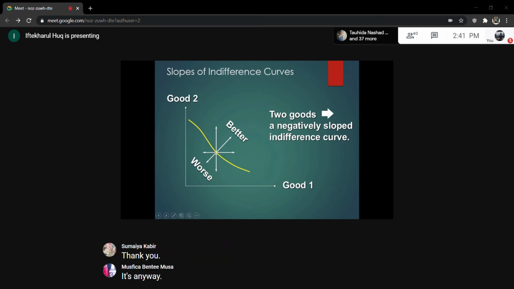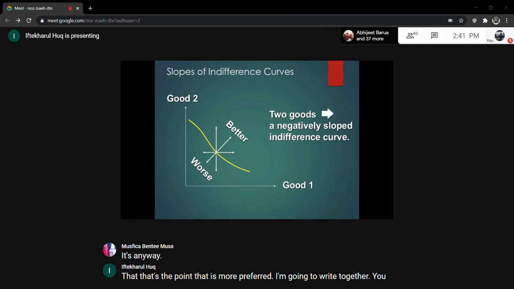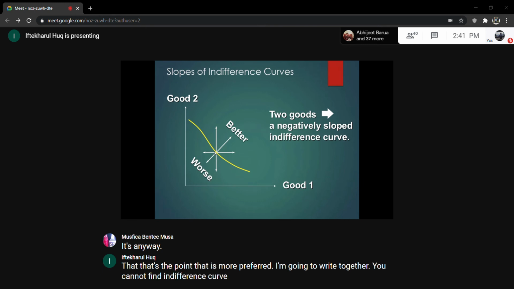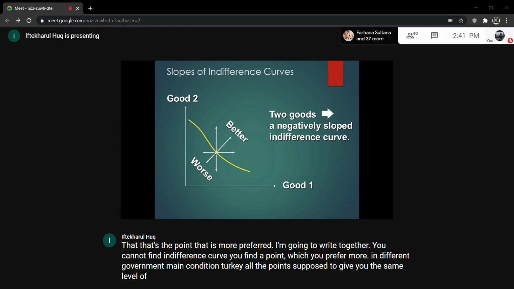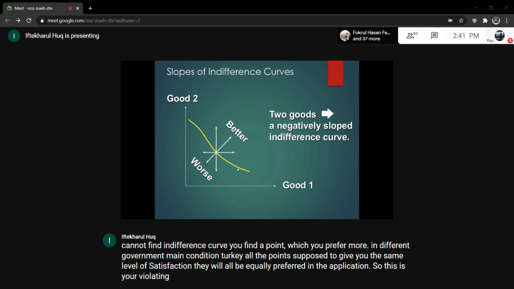That's the point. তার মানে আপনি যখনই রাইটে যাচ্ছেন, that is more preferred. তার মানে রাইটে গেলে you cannot find indifference curve. You find a point which you prefer more. Indifference curve এর main conditionটা কি? All the points supposed to give you the same level of satisfaction. They will all be equally preferred. কিন্তু আপনাকে যখনই আমি একটা প্রোডাক্ট বেশি দিচ্ছি, আপনি তো এটাকে বেশি প্রেফার করছেন। So you are violating the condition of indifference curve, right? So you cannot go to the right.